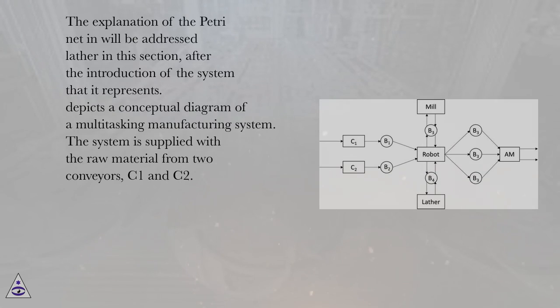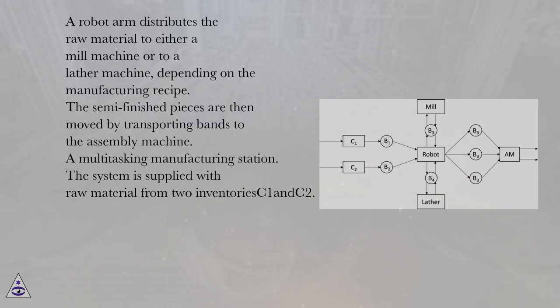The system is supplied with raw material from two conveyors, C1 and C2. A robot arm distributes the raw material to either a mill machine or to a lathe machine, depending on the manufacturing recipe. The semi-finished pieces are then moved by transporting bands to the assembly machine.